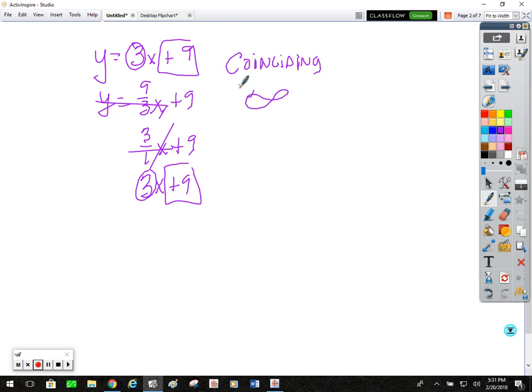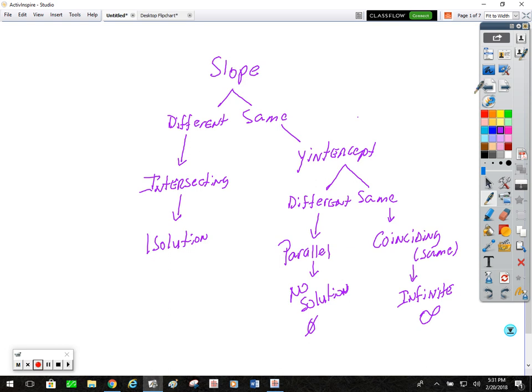So you guys, you see, we can look at these equations, and before we even graph them, we can tell the types of lines that are going to be created. They're either going to be intersecting, parallel, or coinciding, and we can tell the number of solutions.